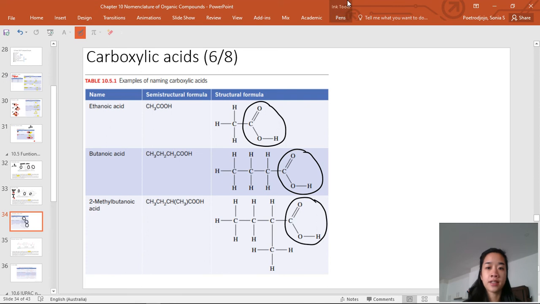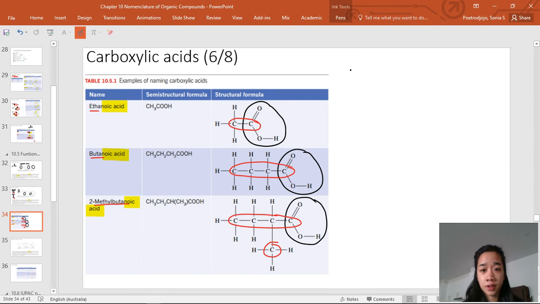Now you need to know how to name these, and to name them, you just always add the oic acid. And you can see that it's ethanoic acid because it's got 2, butanoic acid because it has 4, and then methyl butanoic because it's got a butane group plus the methyl group.